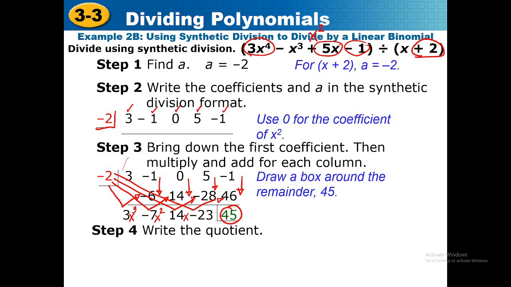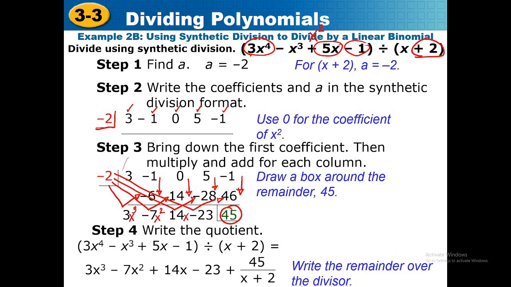Anybody who would like to tell me the final answer? The quotient? 3x cubed minus 7x squared plus 14x minus 23 plus 45 over x plus 2. Correct. That's totally right. So we have 3x cubed minus 7x squared plus, take note, plus 14x minus 23, and we have the remainder over the divisor, which is x plus 2.